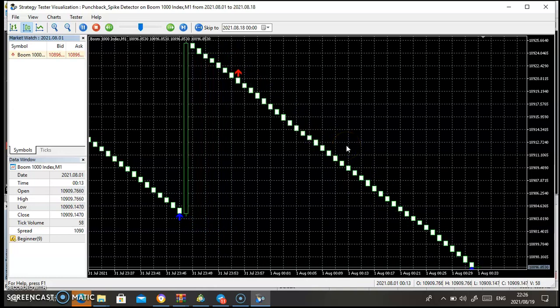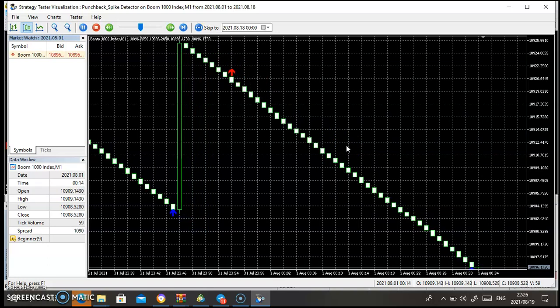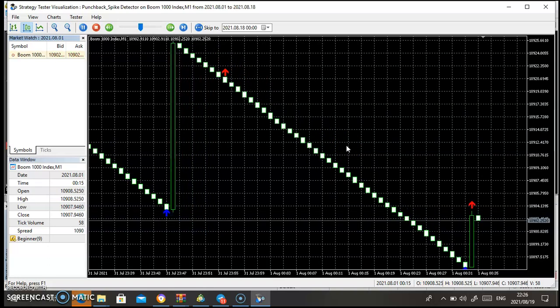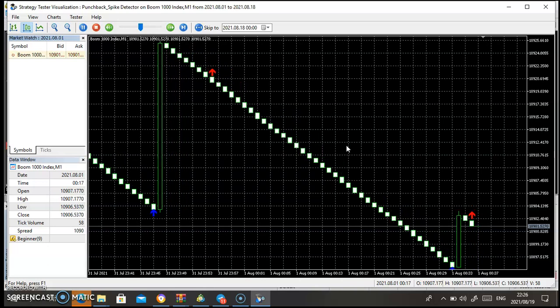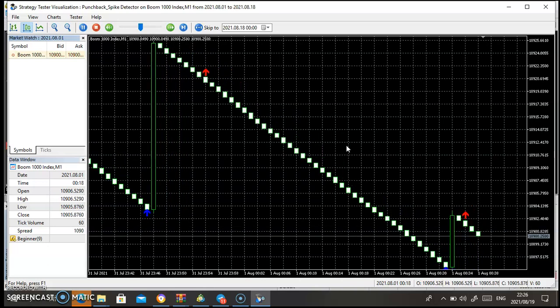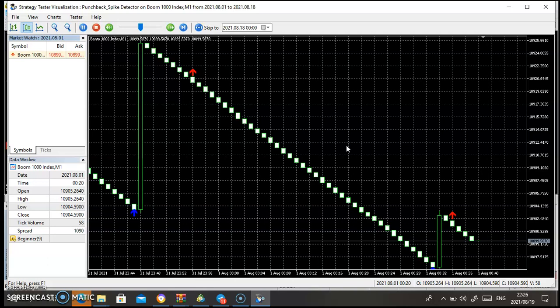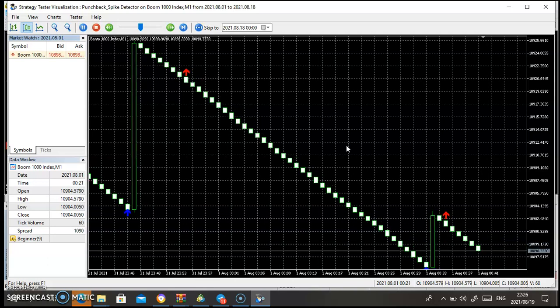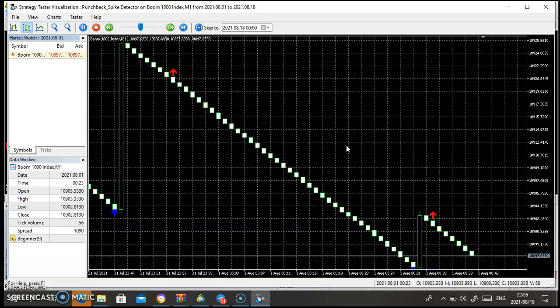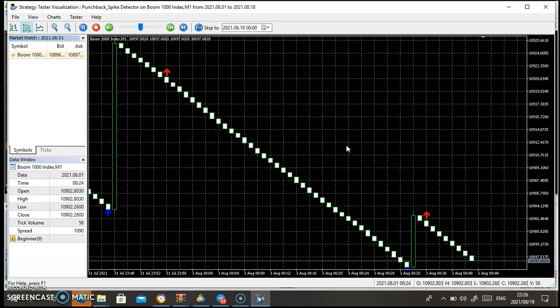There's another entry. Wait, the arrow is still there. One out of two, one win, one loss. Now we have an entry. We only take 5 candles profit, then we're out. Okay, 3 trades, 2 wins.